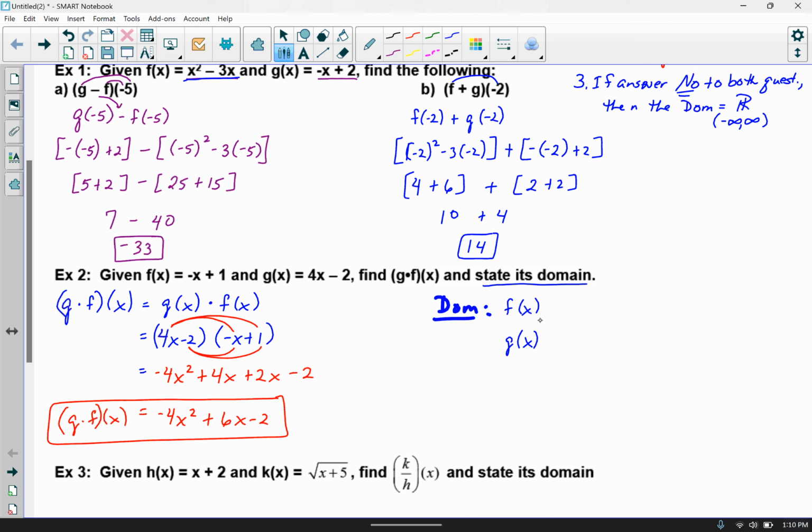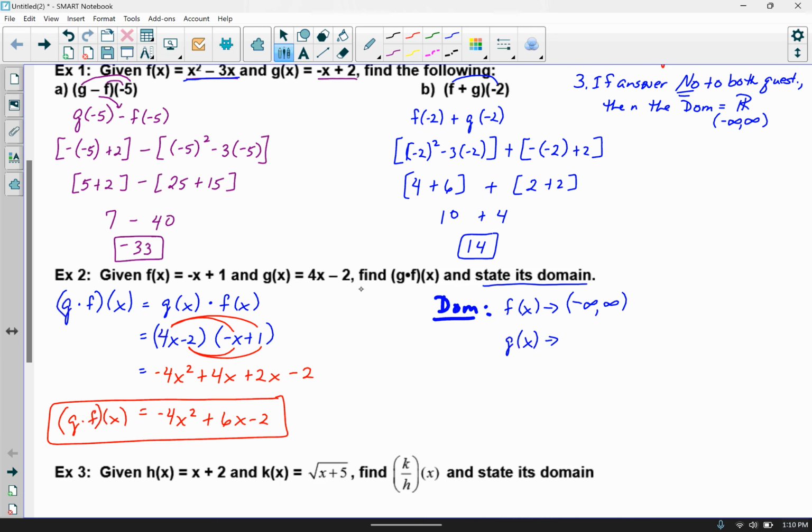All right, so for my f of x function, I'm going to ask myself those questions. Does this function have a letter in the denominator? Definitely not. Does it have an even root? It doesn't have a square root, it doesn't have any kind of root at all. You're answering no to both of those questions. Domain then, negative infinity to positive infinity.